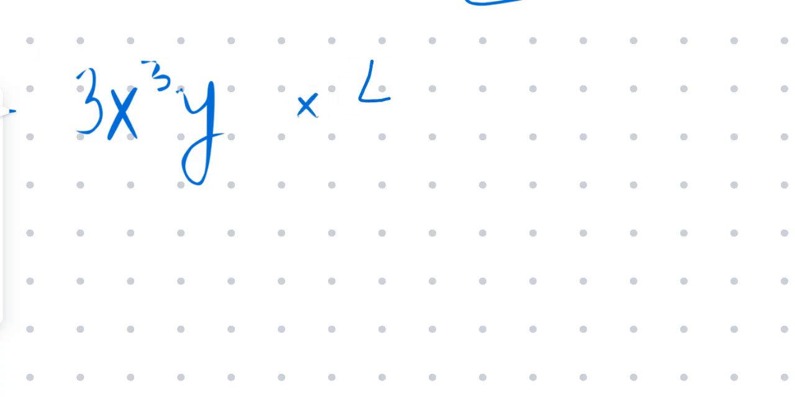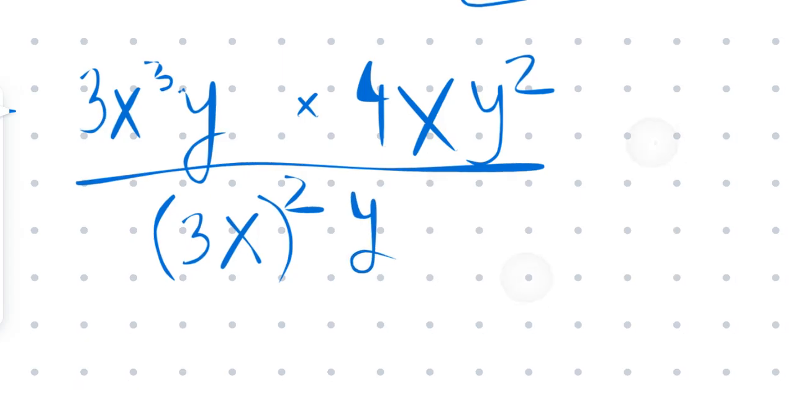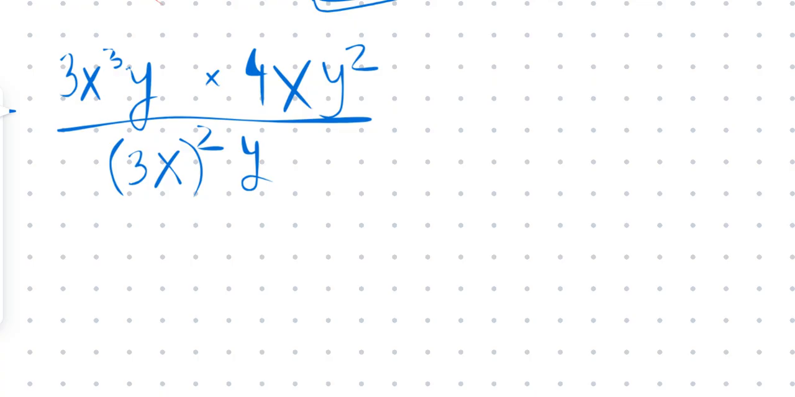Let's have even more difficult examples. So if we try with 3x to the power of 3, and then we add y to that, we multiply that by 4xy to the power of 2, and then we divide everything by 3x to the power of 2 y. All right. Let's play with this together.